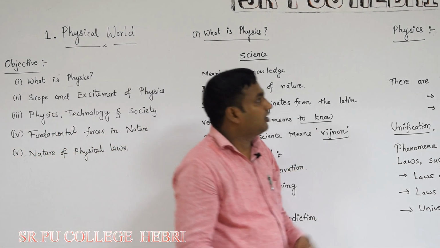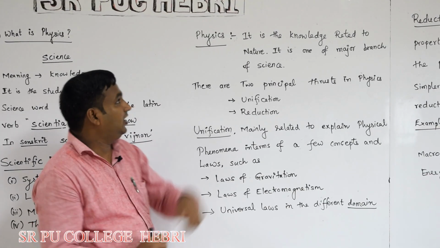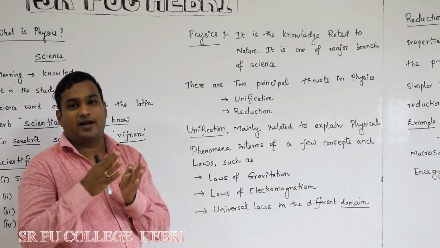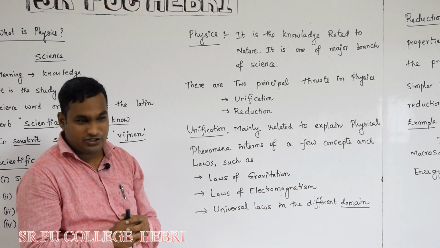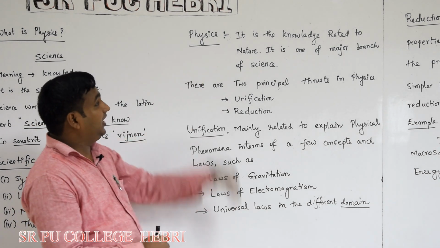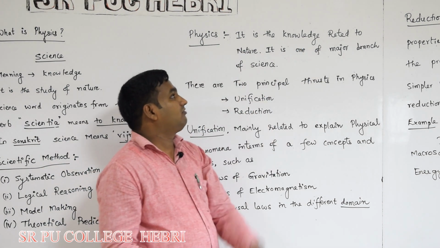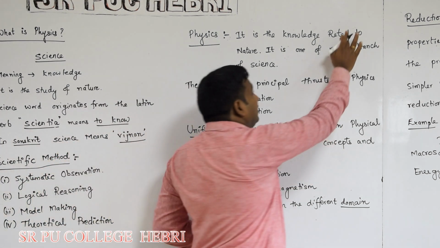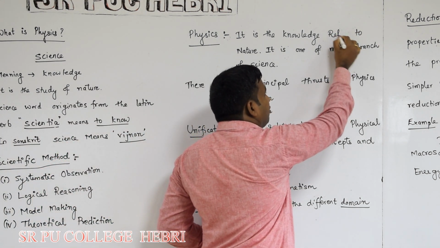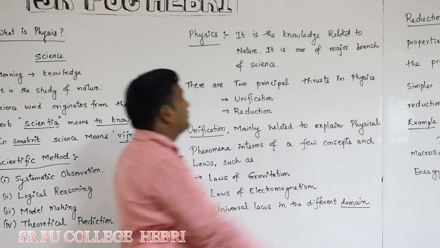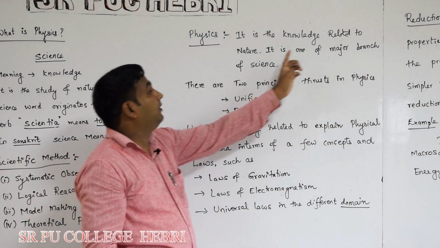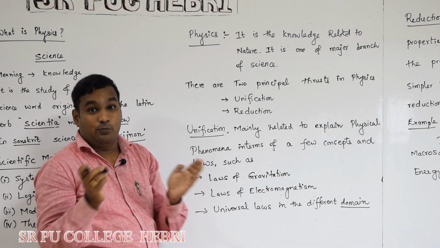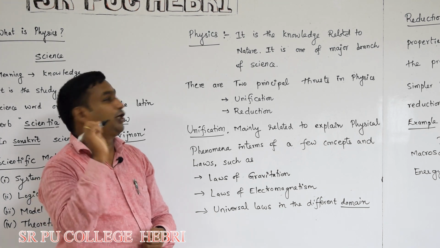And dear student, in continuation of that concept, we start with the concept of physics. I clearly told you physics is one of the branches of science. Science is nothing but knowledge. Again, physics is also knowledge, the knowledge related to nature. Physics is nothing but knowledge related to nature, and it is one of the major branches of science. That's why I said physics and science both give a clear idea related to knowledge.